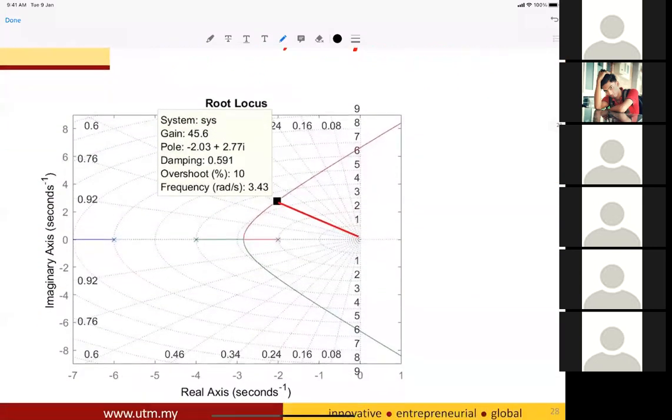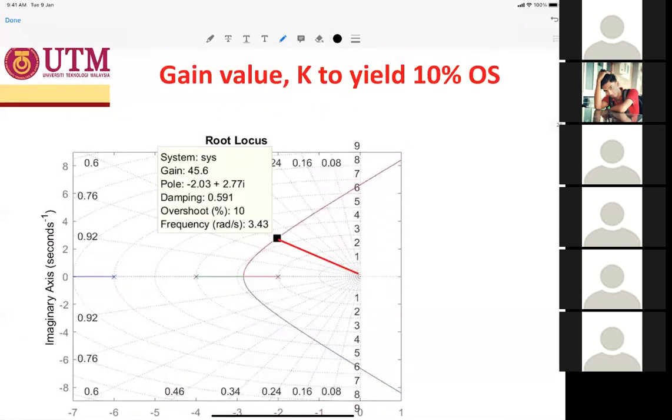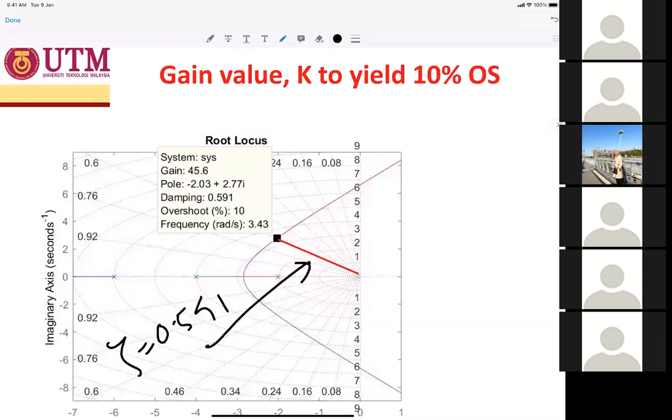So, after you plot the root locus, then you have to find the damping ratio line at 0.591. So this is your zeta 0.591. So in order to plot the zeta line using MATLAB, what command do you use?